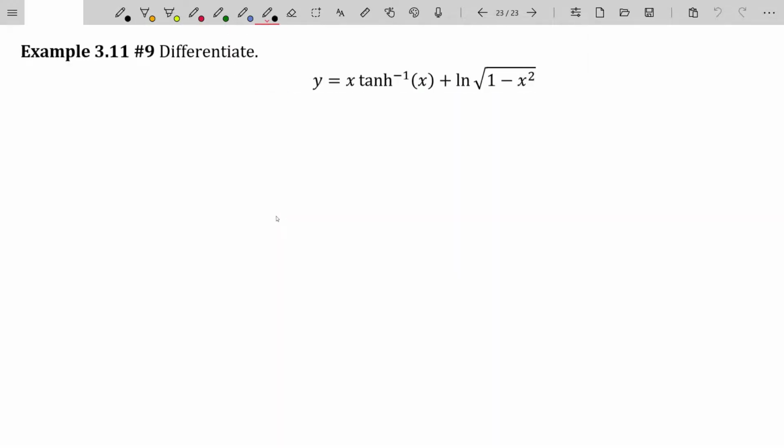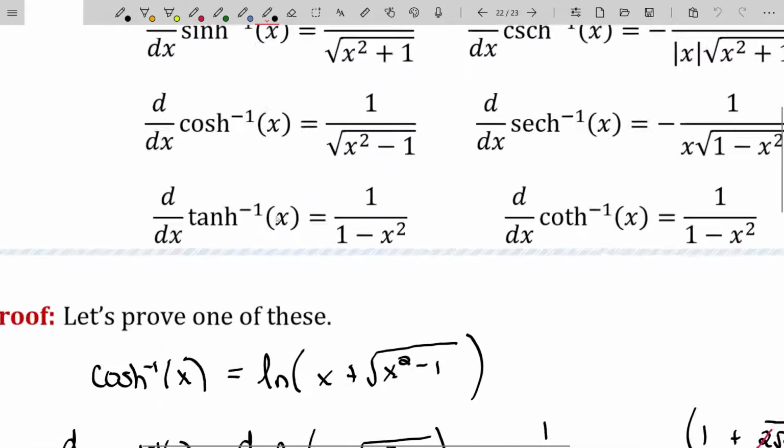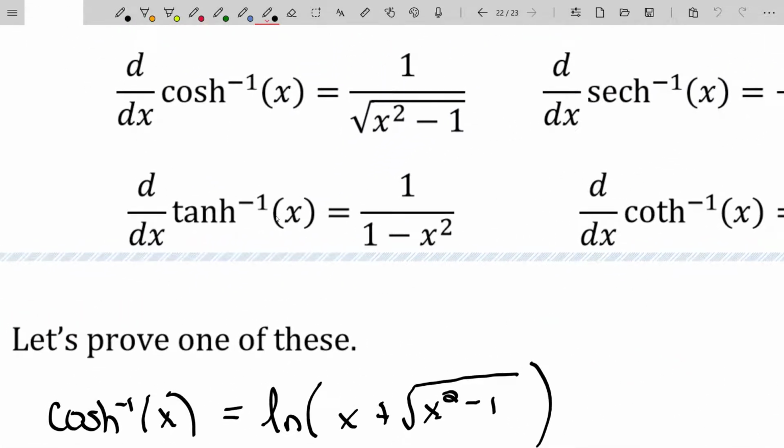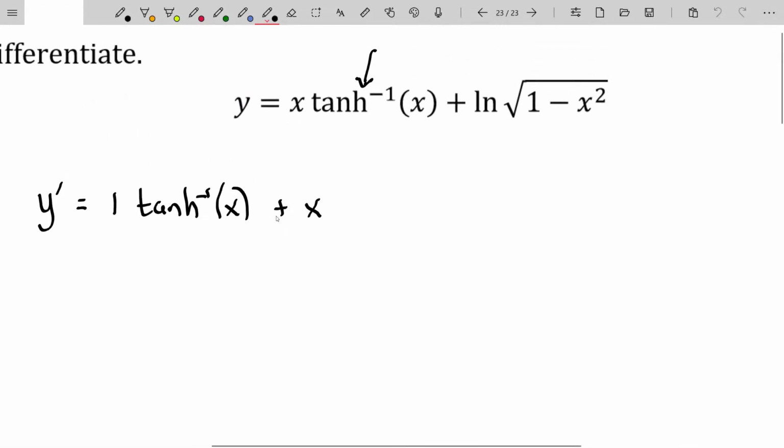All right, let's see what else we can do. Really, this is going to be just like if you were working with any brand new derivative. You're just going to use the rules that you've been using all along. So if we were asked to differentiate this, I'd say y prime is equal to, it's a product rule. So the derivative of the first would be 1 times the second, so times the tangent inverse of x, plus the first times the derivative of the second. Well, the derivative of the tangent inverse, if we go back a page, is 1 over 1 minus x squared. So I'll write this over 1 minus x squared.